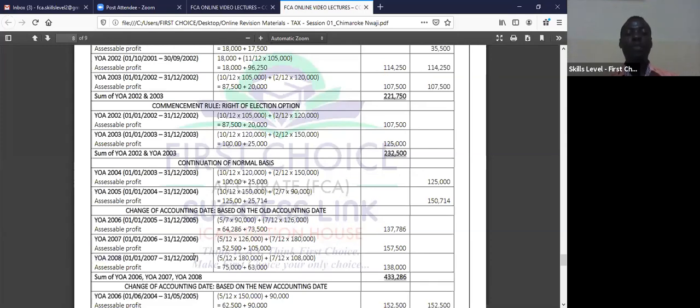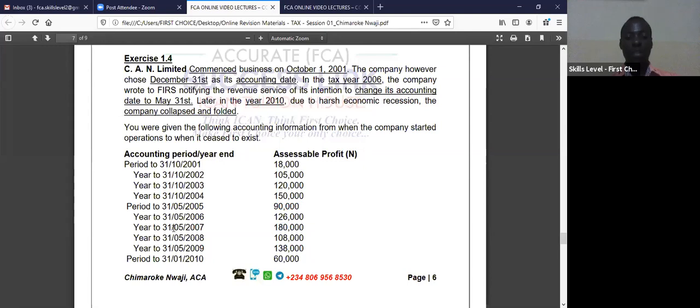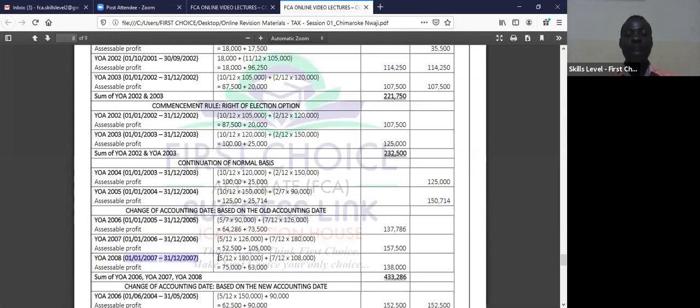So it must be from January 1, 2007 to December 31st, 2007. So where do we get the January 1, 2007 figure? Right here. So from January 1 to May 31st is 5 months. So we're taking 5 months out of these 12 months of 180. So that's what I did here. 5 over 12 times 180.